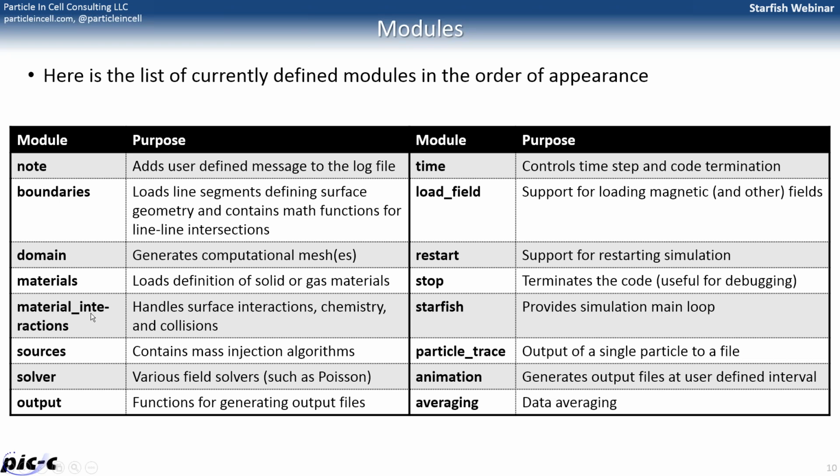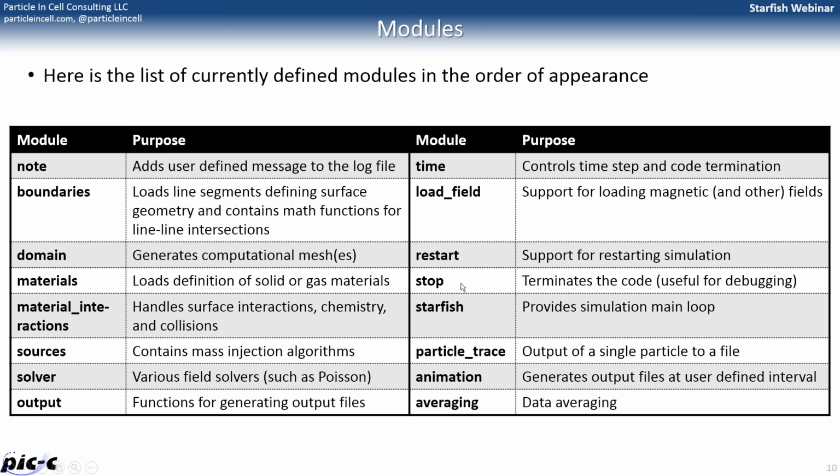Material interactions handles the different materials interacting with each other through things like chemistry or collisions, and it also handles surface interaction, so particles interacting with surfaces. Sources is how mass is injected into a simulation, so this could be either from surface sources or from volume sources. Solvers are different field solvers, such as a Poisson solver. Output are functions for generating VTK or ParaView files. Time is how we control the time step size and also when the code should terminate. Load field lets you load in, let's say, an external magnetic field. Restart allows you to load or also to save restart data.